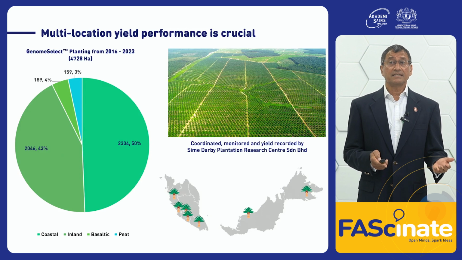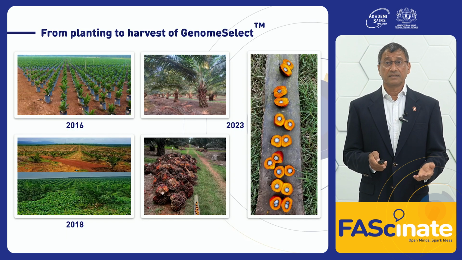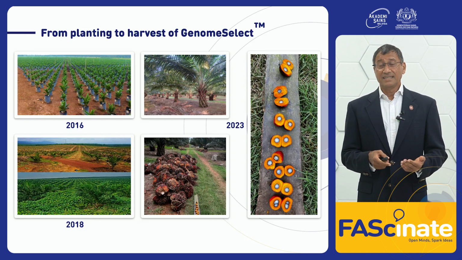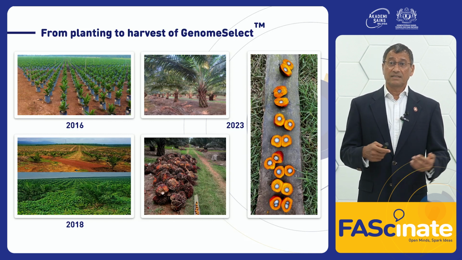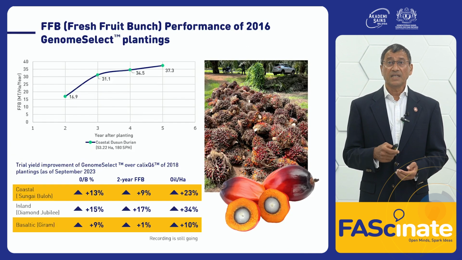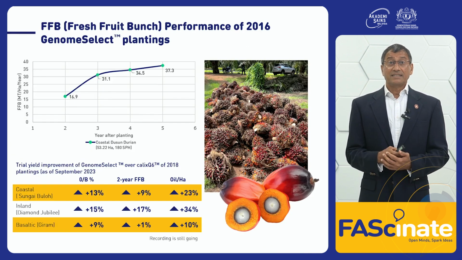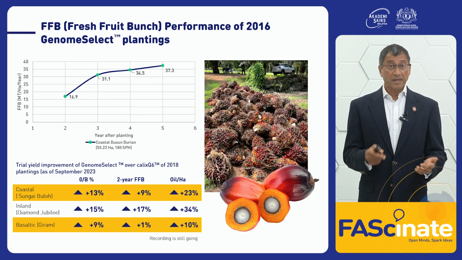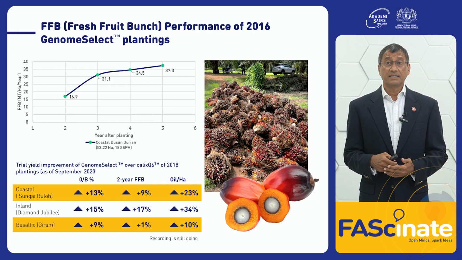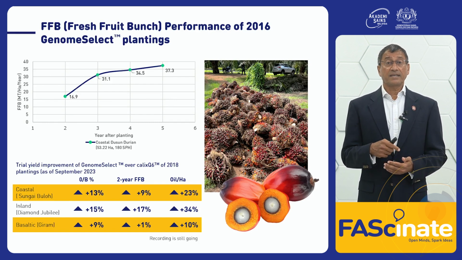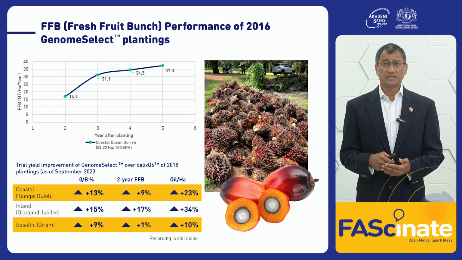So how does reality compare with predictions? Firstly, this is what it looked like in 2016, 2018 and last year. You can see lots of bunches and nice looking cut fruit. This is the reality check. The graph on the top shows the first planting that we did in 2016, and the yields are very good, basically tracking our predictions, in fact maybe slightly better than our predictions.